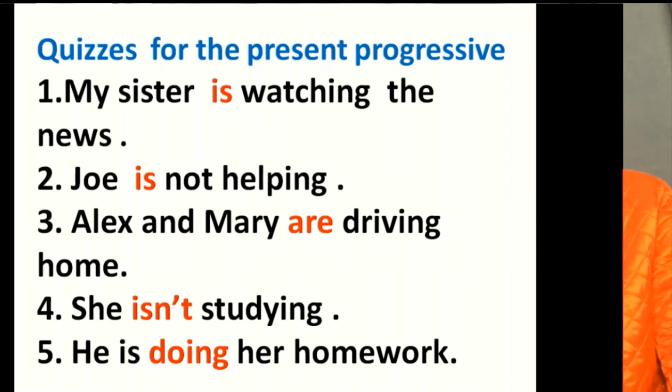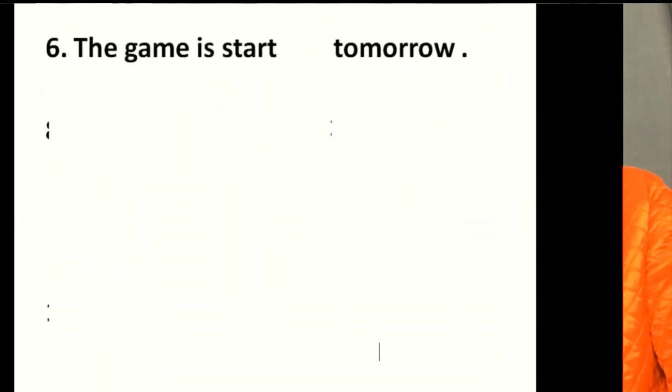The game is start tomorrow. So what is missing here? The ing. So the game is starting tomorrow. So the correct one is: the game is starting tomorrow. Okay, all right, guys, let's go.